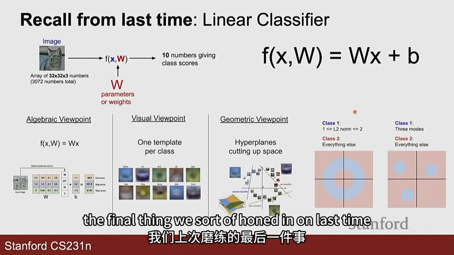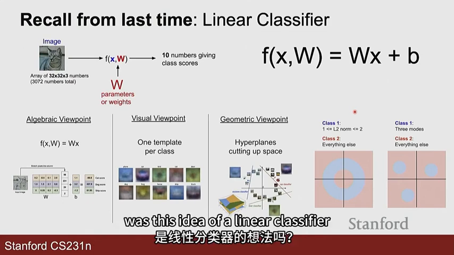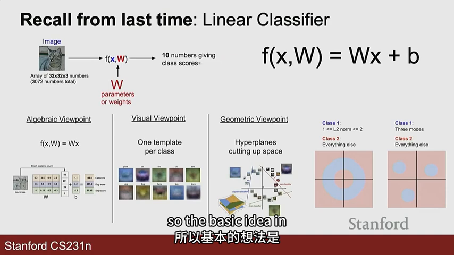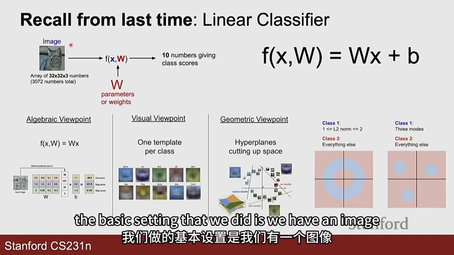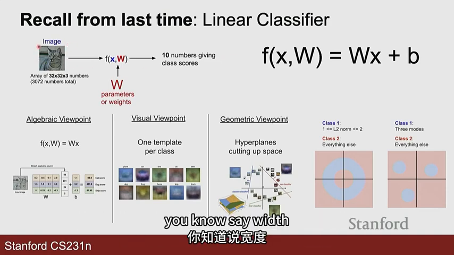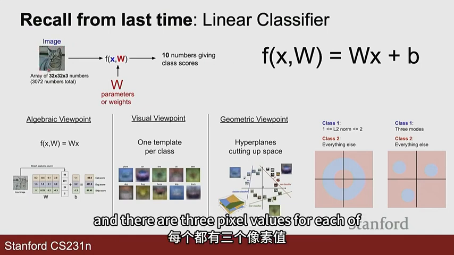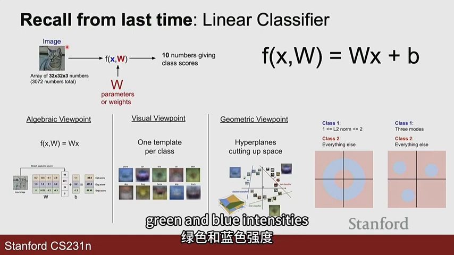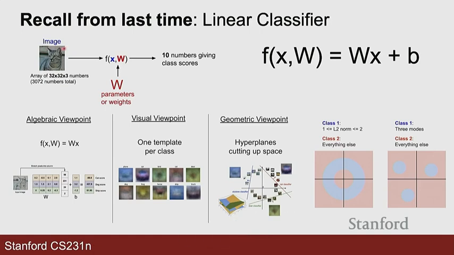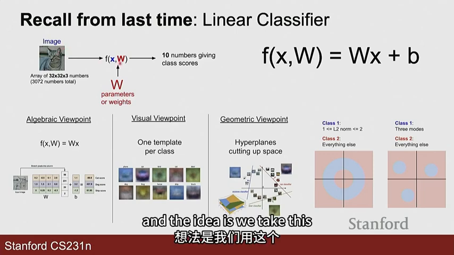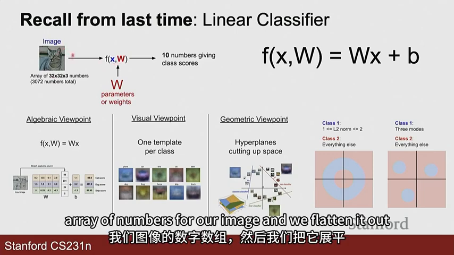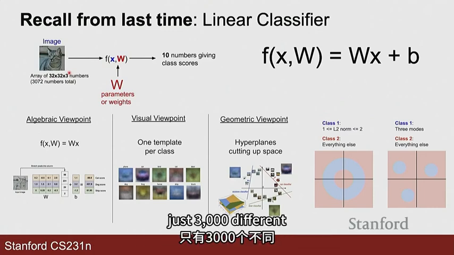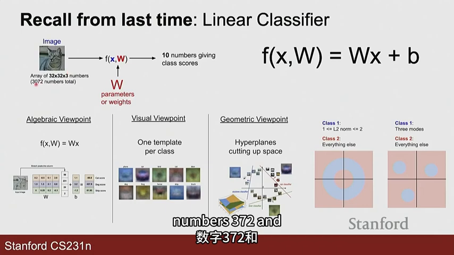The final thing we honed in on last time was this idea of a linear classifier. The basic idea in the basic setting that we did is we have an image which is, say, width 32 and height 32, and there are 3 pixel values for each of the spatial locations in our image, representing the red, green, and blue intensities, forming the color. And the idea is we take this array of numbers for our image and we flatten it out into an array of 3,072 numbers.